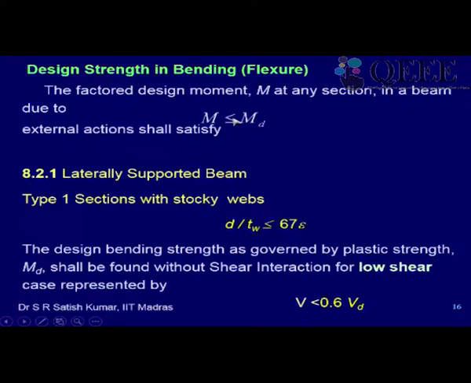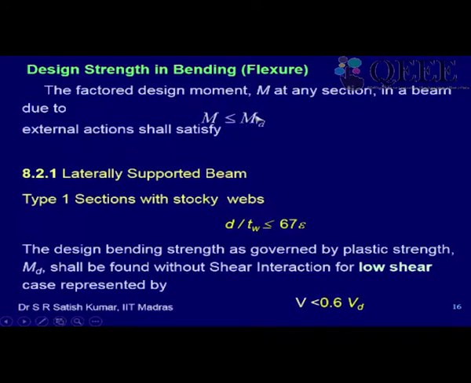That should always be less than the MP, the nominal capacity, divided by a partial safety factor gamma M0, which gives you the design bending strength. So it says that the factored design moment should always be less than the design bending strength MD. That is what the code says. Now we want to know how to calculate MD.